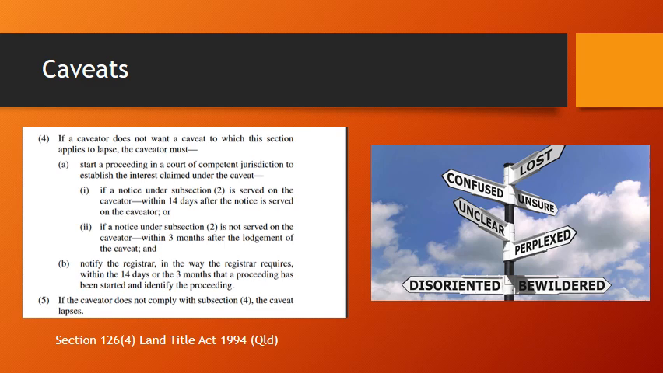Section 126(4) of the Land Title Act says if they don't want their caveat to lapse, they must start a court proceeding. And it's got two sections there. If notice is served, then it's going to be 14 days. And if notice is not served, then it's got to be within 3 months. If the caveator doesn't start their action within a certain period of time, whether it's 2 weeks or 3 months, depending on whether they serve notice, then the caveat essentially lapses, falls off the register, and then other dealings can be dealt with on that register.